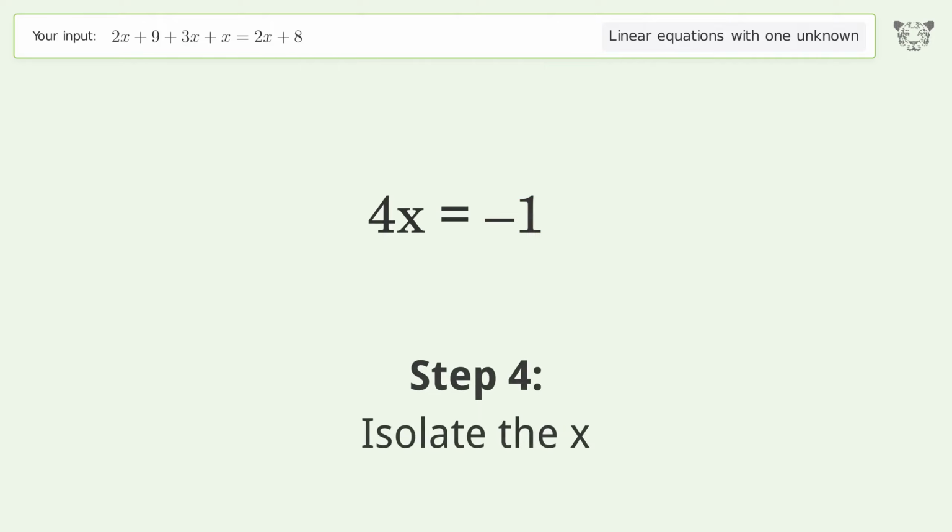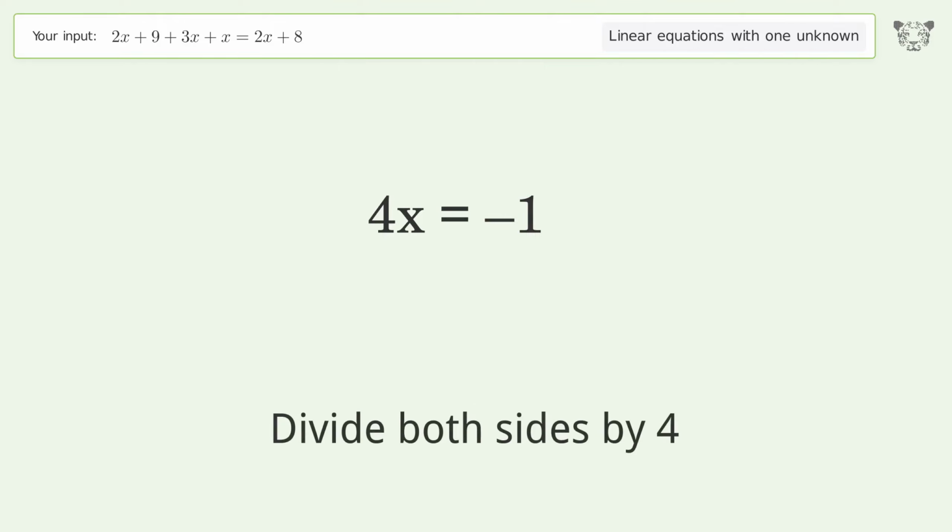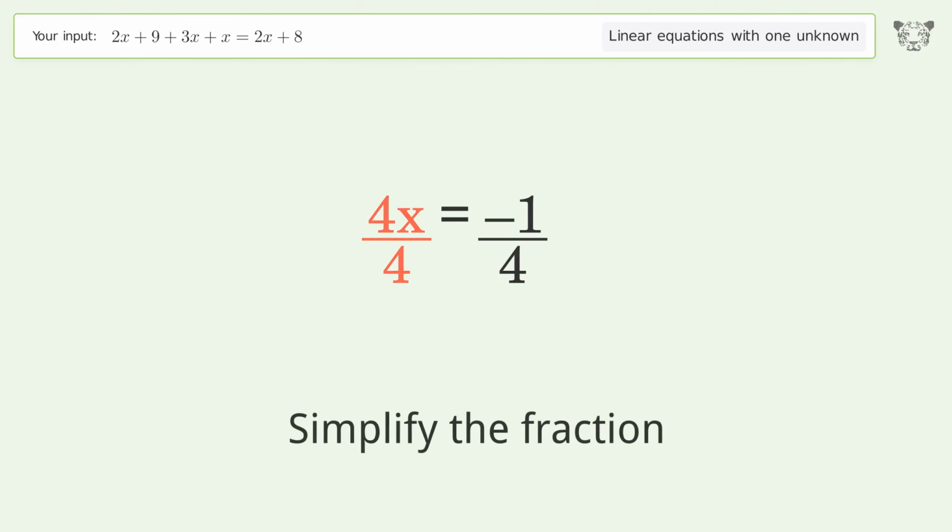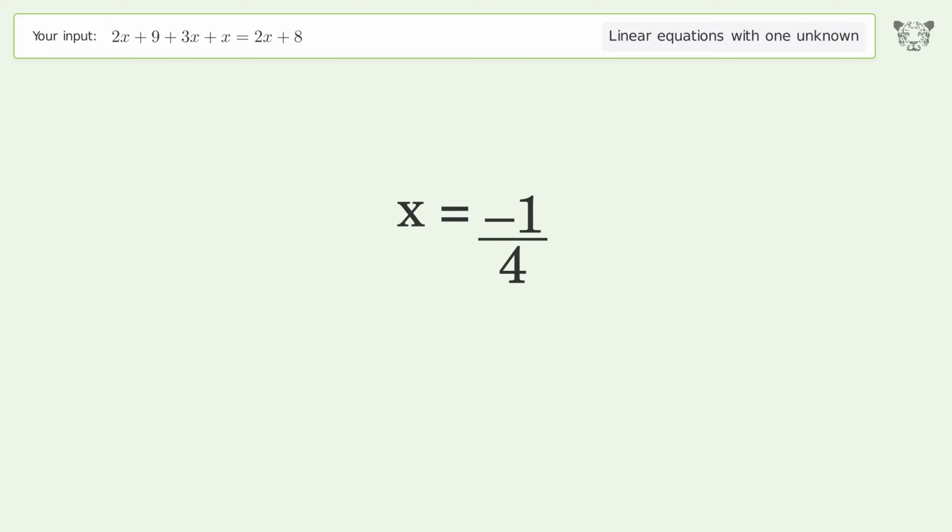Isolate the x. Divide both sides by 4. Simplify the fraction. And so the final result is x equals -1/4.